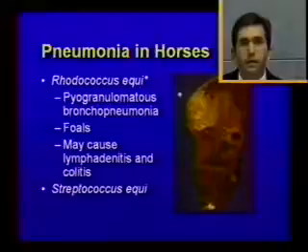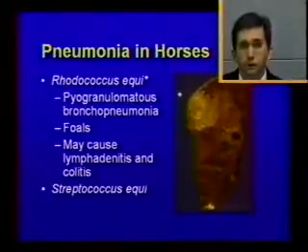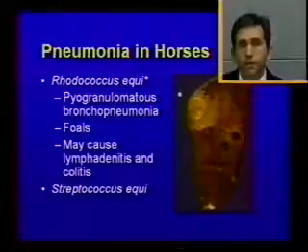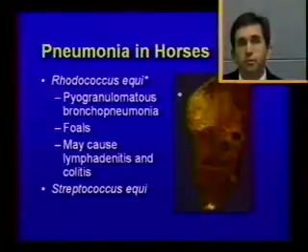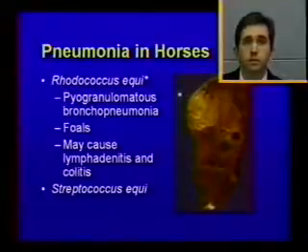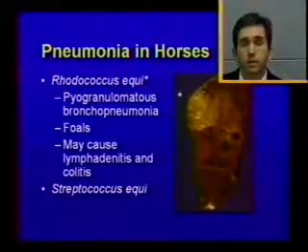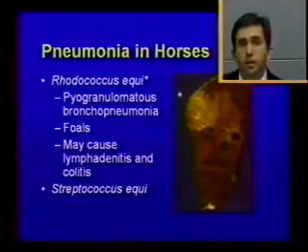Streptococcus equi is another example of a bacterial agent that can cause pneumonia in horses. We know this agent most commonly is causing strangles in horses. That would be inflammation of the submandibular lymph nodes of the horse, particularly young horses that are housed in a stable environment within stables. But it can also disseminate down into the lungs, causing a pneumonia.